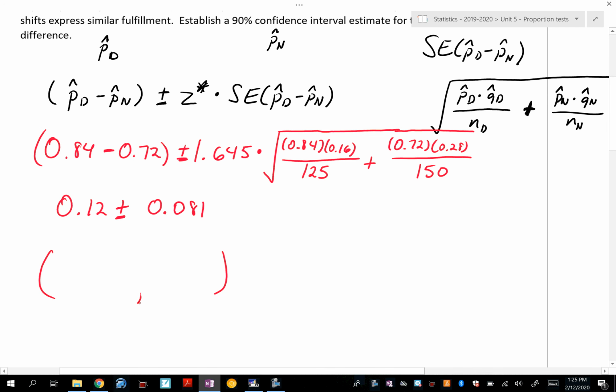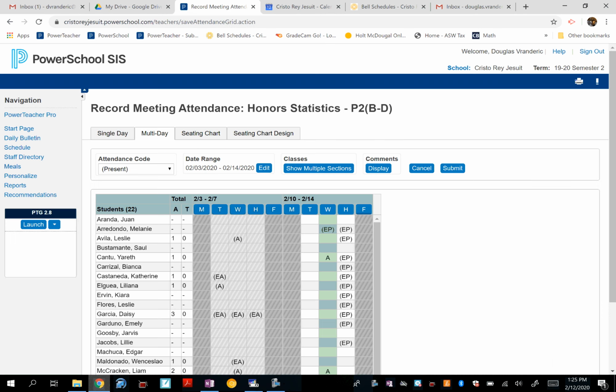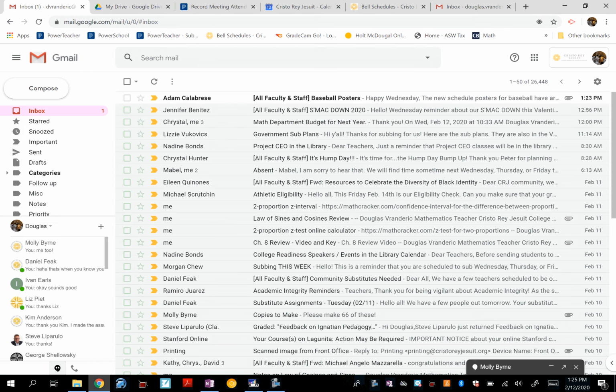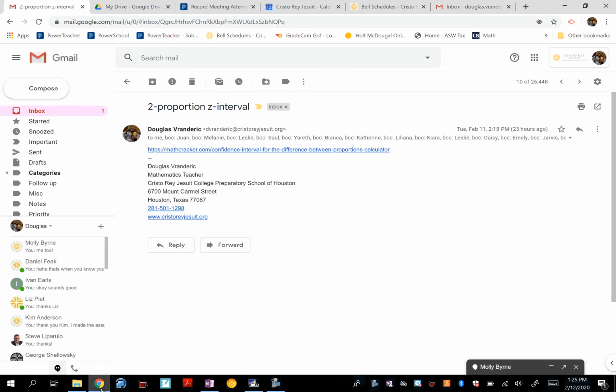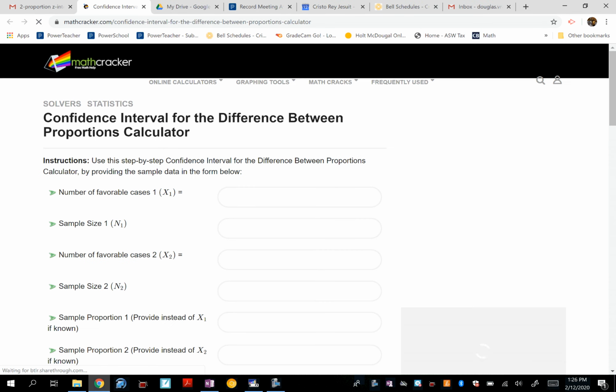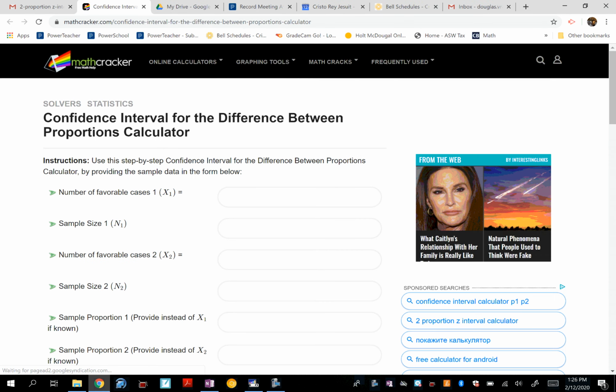But I would like to go to the computer or your phone to see what it looks like when we use some technology. If you go to the email that I sent you yesterday that says 2 proportion z interval, looking for that email, the second one I sent you yesterday. Just look for the word interval.